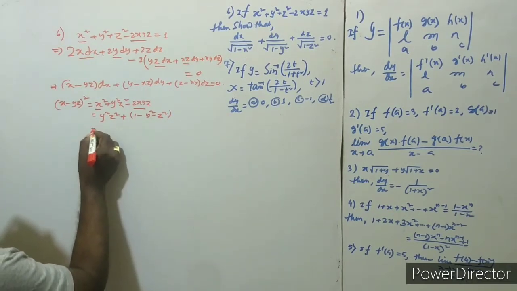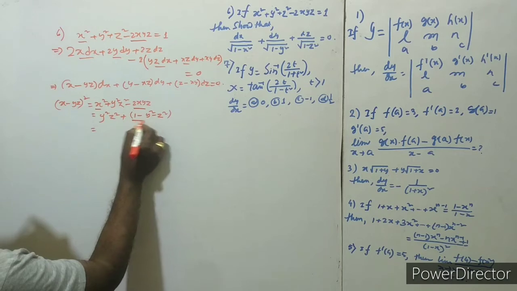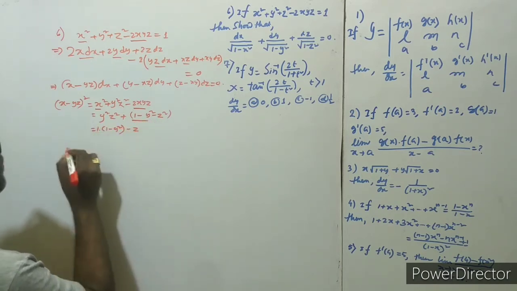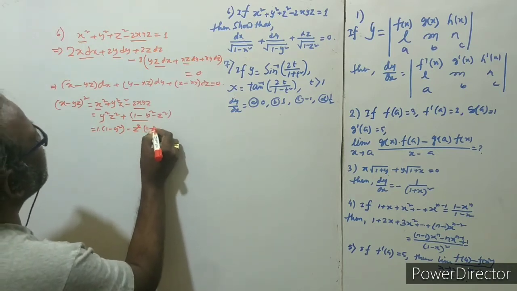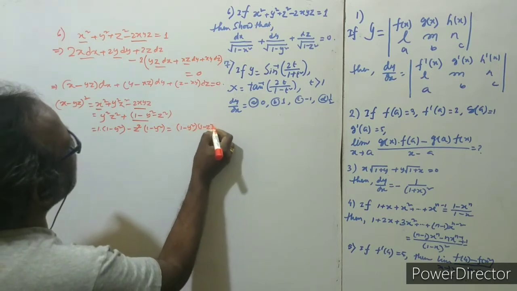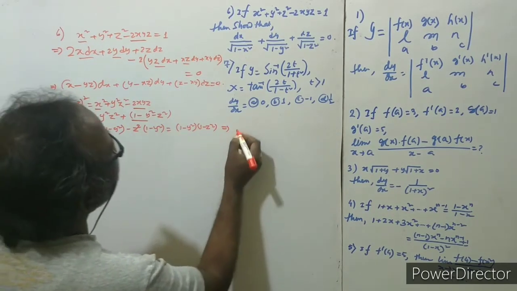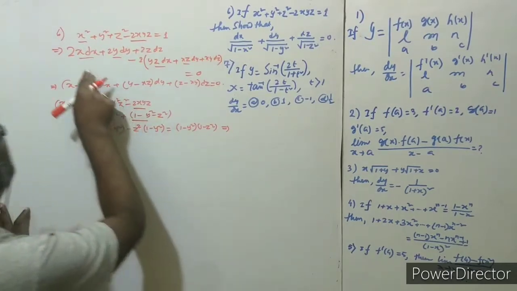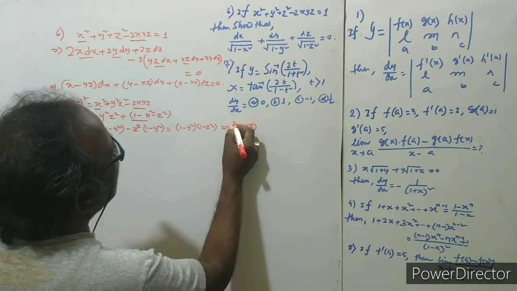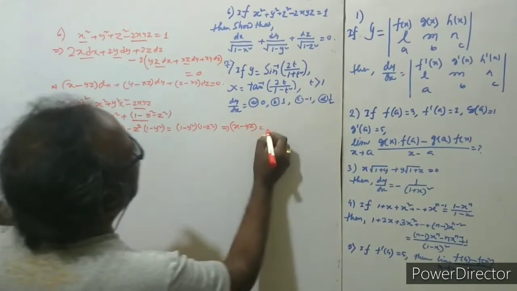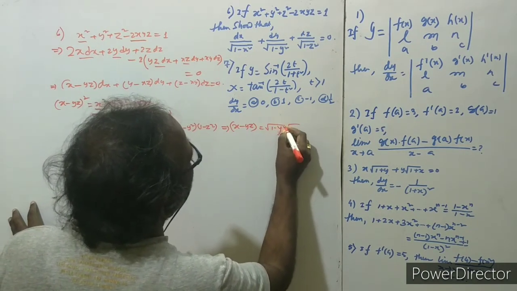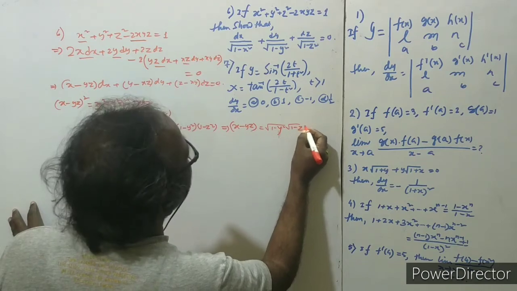And factorize this expression: if I take 1 minus y square common, and minus z square, therefore the two factors are 1 minus y square and 1 minus z square. And this is squared, so the degree 2 is gone. So x minus yz is equal to root over 1 minus y square times root over 1 minus z square.